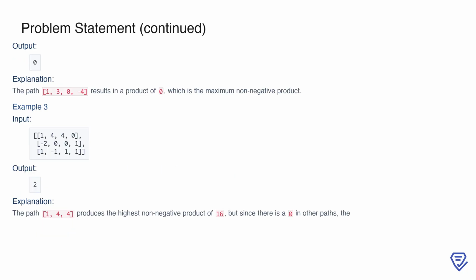Now, let's consider another example where the input grid is 1, 3, 0, -4. In this case, the output is 0. The reasoning here is that the path 1, 3, 0, -4 produces a product of 0 because the presence of a 0 in the path causes the entire product to become 0. Since 0 is non-negative, it turns out to be the maximum non-negative product for this grid. This highlights the importance of considering how zeros in the grid can affect the overall product of a path.